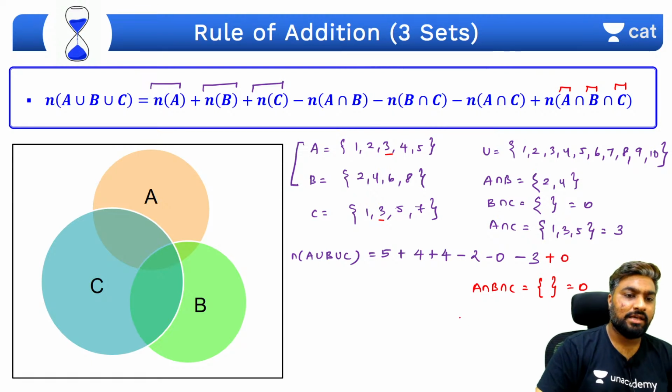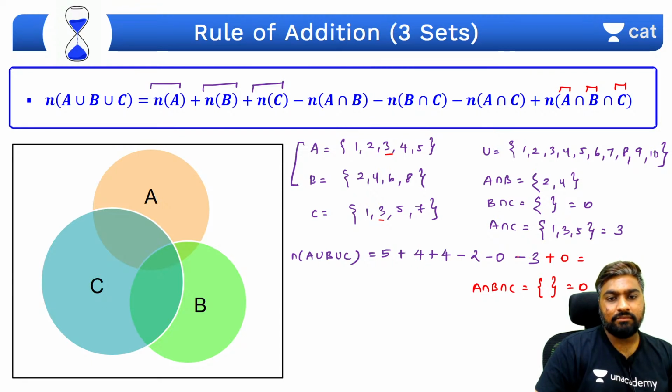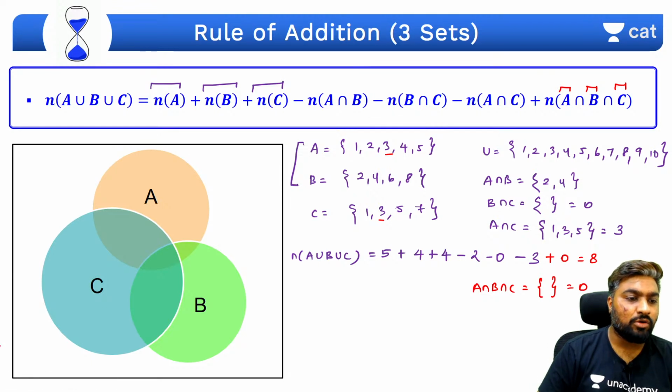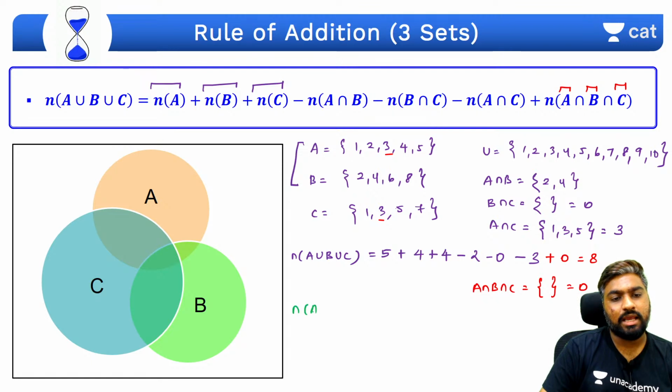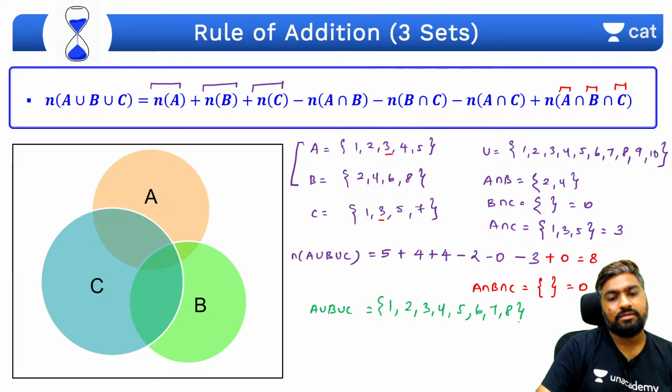Are you getting this? So the number of terms that belong in the union is going to be what? 13, 8. Yes, so can we count now? What will be the terms that belong in the union? A union B union C. You will have 1, 2, 3, 4, 5, 6, 7, 8.